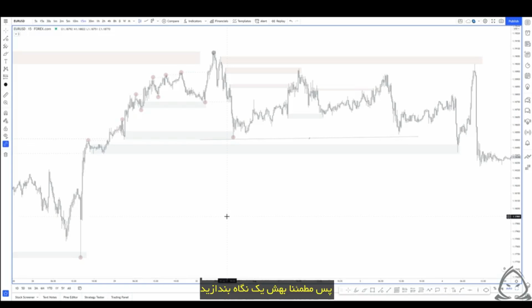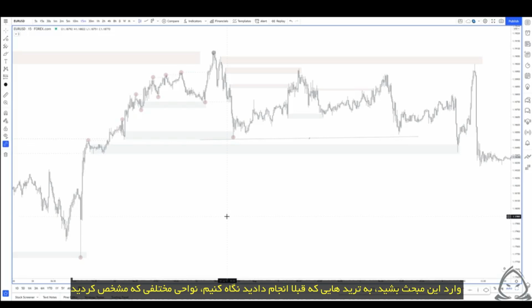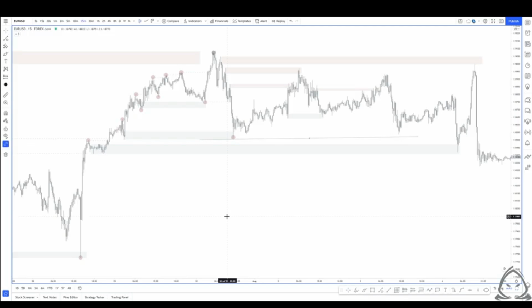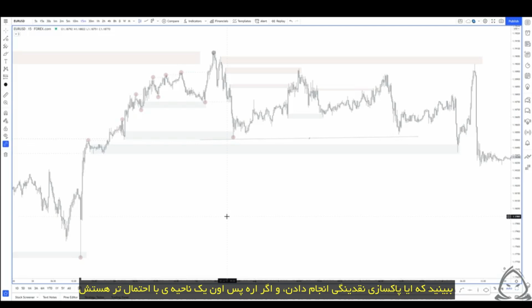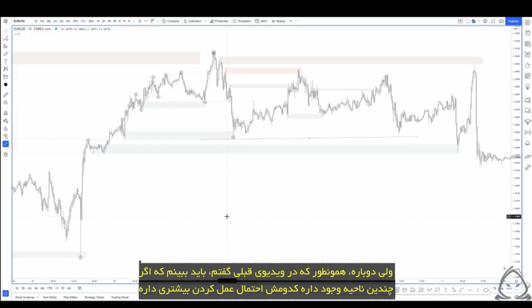So definitely take a look, definitely dig into this, look at previous trades you've taken, different markups that you've made, and just identify if they have created sweeps of liquidity beforehand. If they did, chances are that was probably a higher probability zone. But then again, similar to what I had said in the previous video, then we need to start looking at if we have multiple zones, what is the most high probability zone?